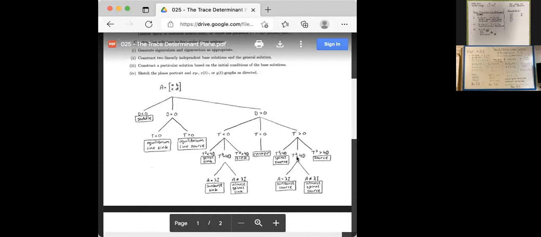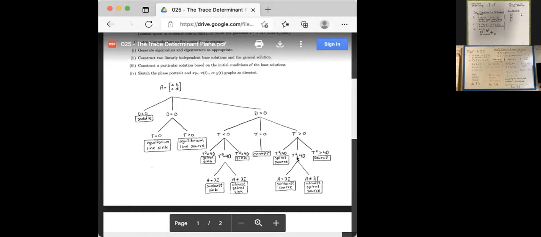Well, there's only three possibilities. It's got a determinant and a trace. The determinant can be negative, positive, or zero. And you see those three cases. If the determinant is negative, you absolutely have a saddle and no questions asked. If the determinant is positive, you've got to sort through a bunch of cases. If the determinant is zero, you have one of the border cases that we're going to talk about today.